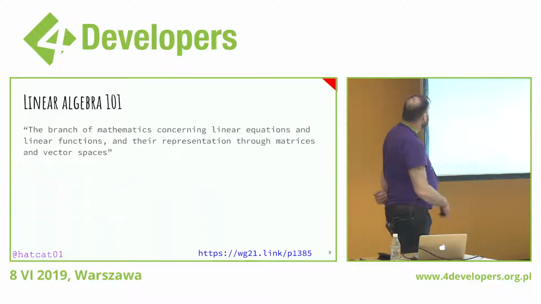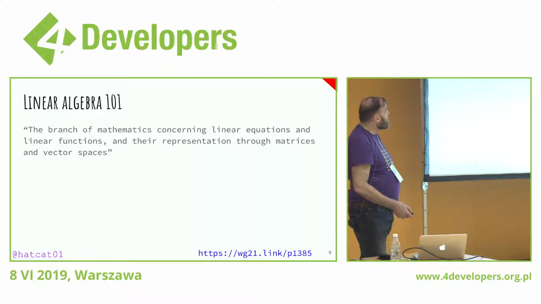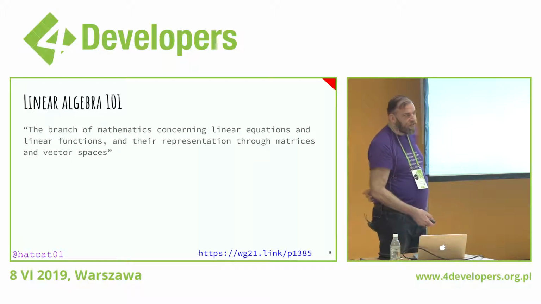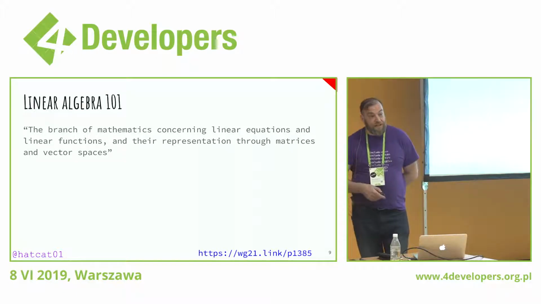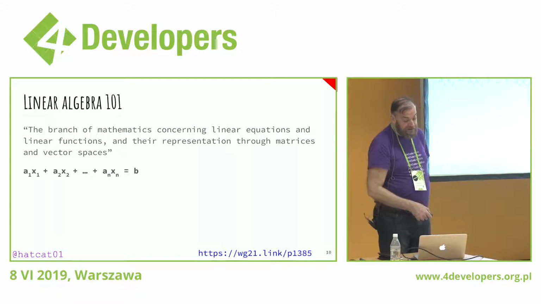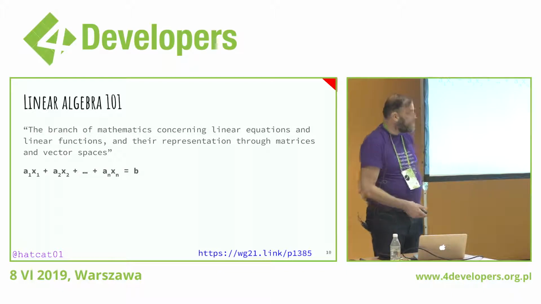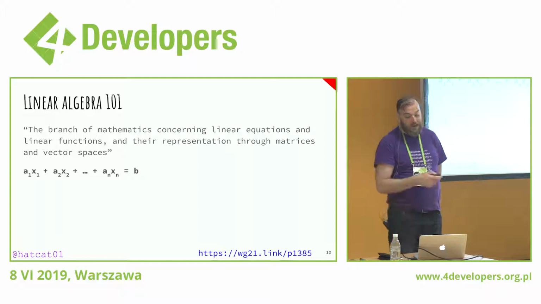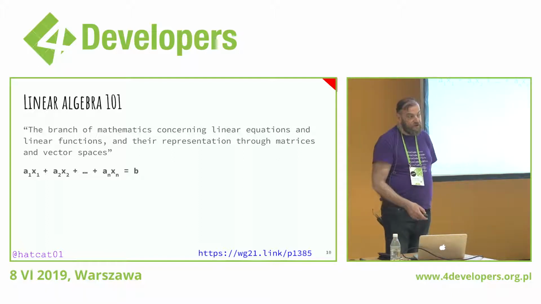Right. Linear Algebra 101: the branch of mathematics concerning linear equations and linear functions and their representation through matrices and vector spaces. So for our purposes, we're going to concentrate on linear equations and matrices, since we'll always be working in finite dimensional space. So a linear equation looks like this: a1x1 plus a2x2 plus anxn equals b, where an represents a coefficient and xn represents an unknown.